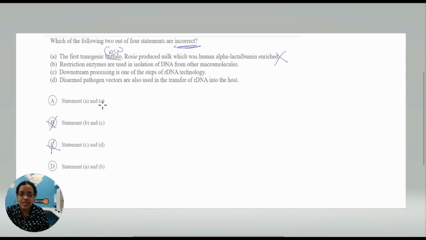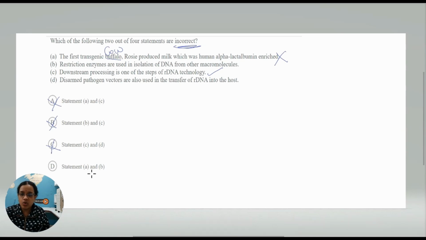Okay, now let's go to the other options. We have A and C, A and B. Now let's see what is C. Downstream processing is one of the steps of rDNA technology. Now, this is true. Downstream processing is the final step in our recombinant DNA technology. So, as statement C is right, option A is not the right answer for this question.